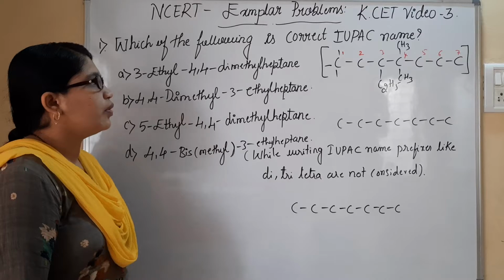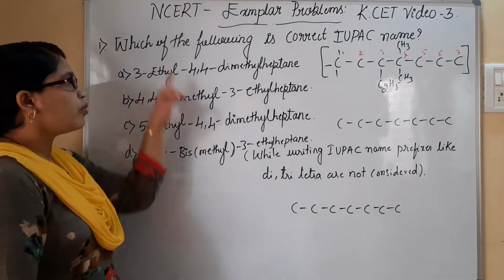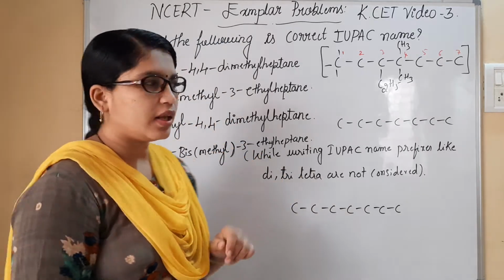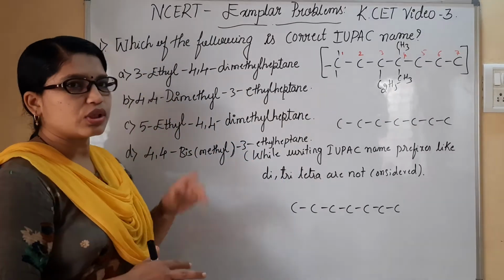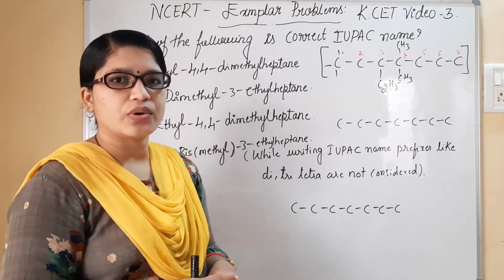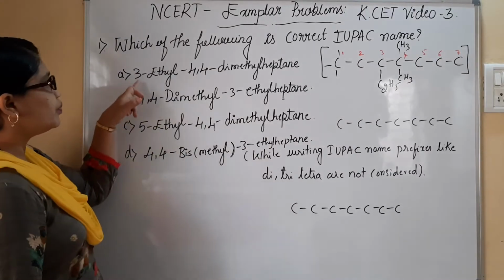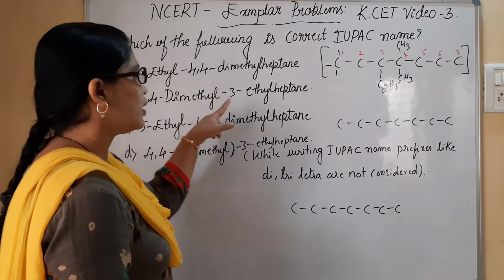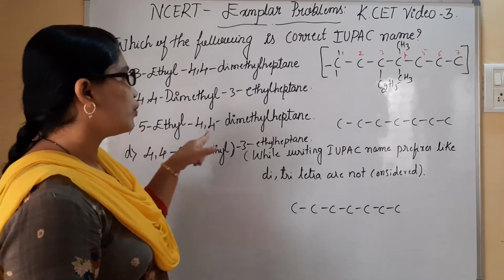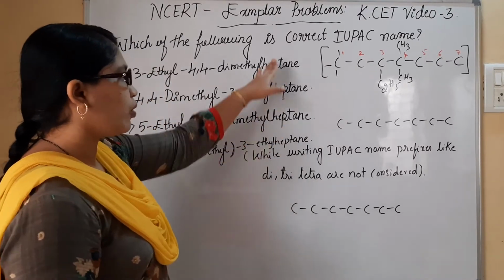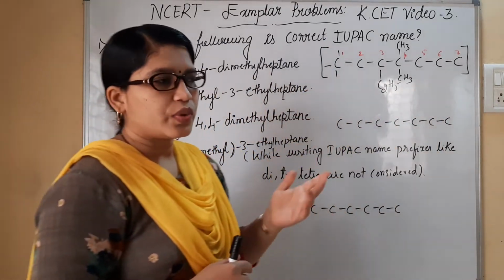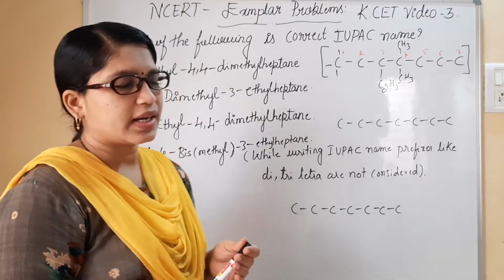So in that exemplar I have the first problem. Which of the following is considered as correct IUPAC name? We have a set of 4 molecules. Out of those 4 molecules I have to find out the correct option. So see here, I have 3-ethyl 4,4-dimethyl pentane, 4,4-dimethyl 3-ethyl pentane, 5-ethyl 4,4-dimethyl heptane. All these are heptane, in the sense there are 7 carbon atoms to which respective substituent groups are directly attached.